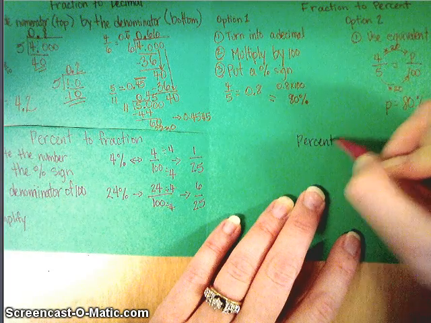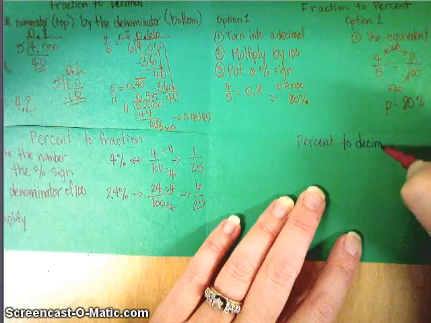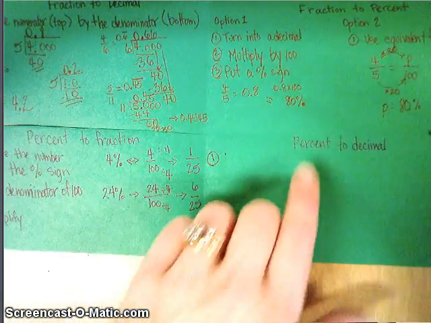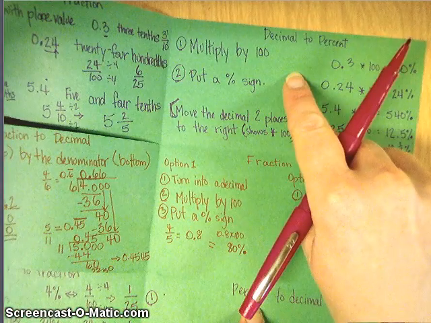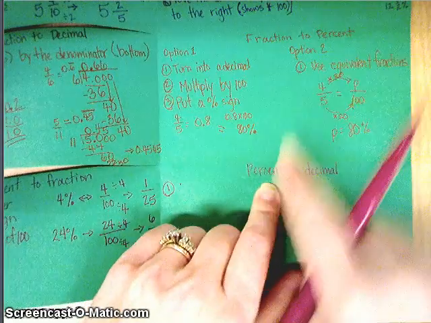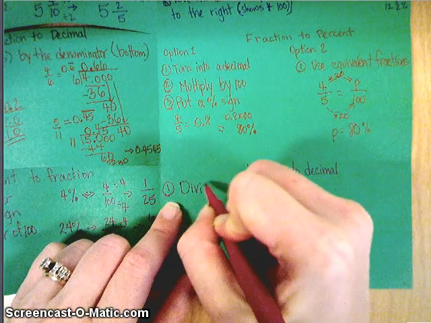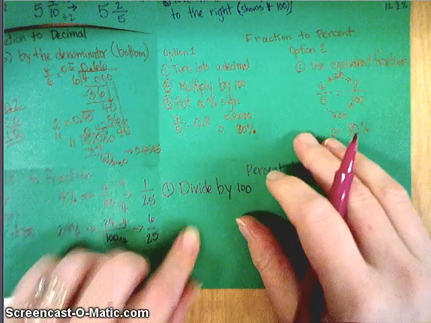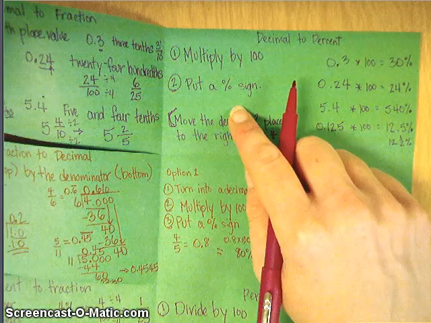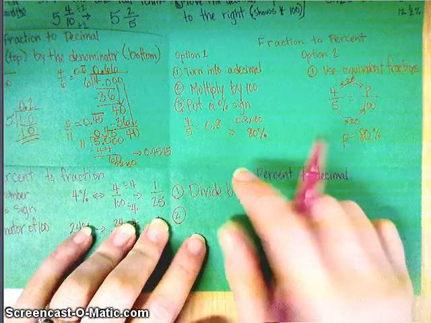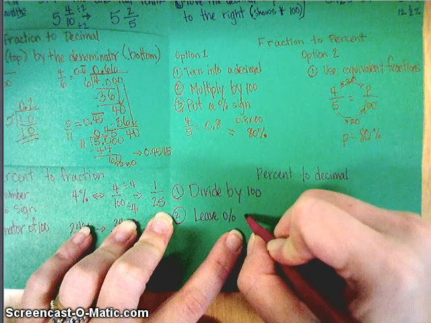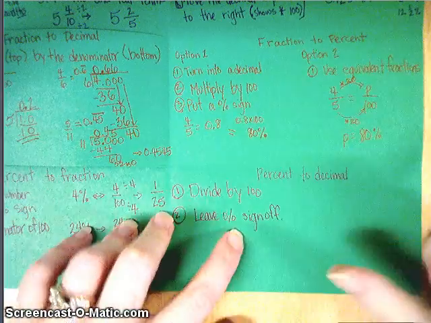From a percent to a decimal, it's going to be the inverse of changing a decimal to a percent. So if this was multiplied by 100, this is going to be divide by 100. And then if this says to put a percent sign, the inverse of that is to leave the percent sign off. Okay.